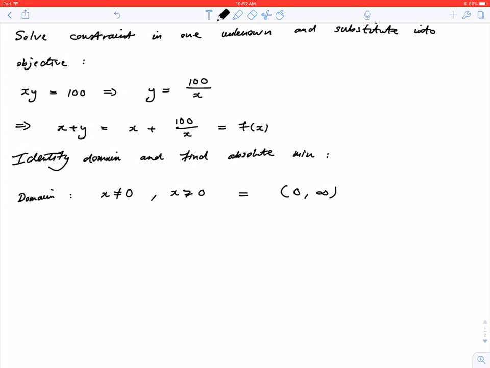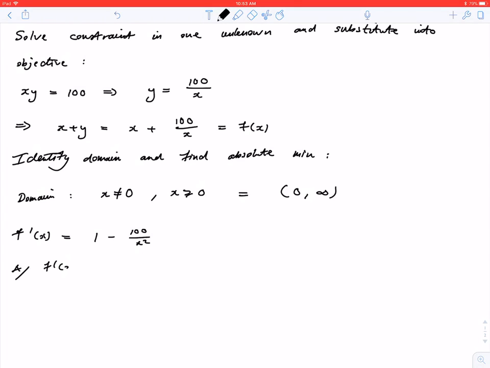Well, if I've got this interval, it's an open interval, it's not closed and finite. It means I'm going to have to use my critical point theorem, or generally global sign analysis on the derivative. So let's work out the derivative. f prime of x is equal to what? 1 minus 100 over x squared. So let's go through the possibilities.